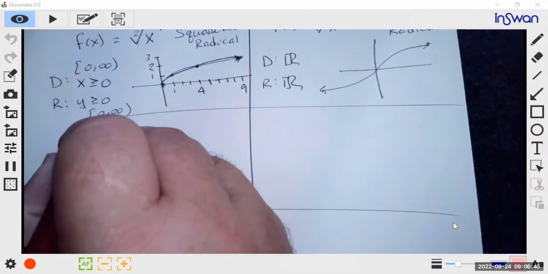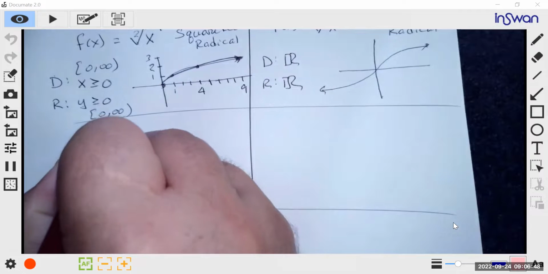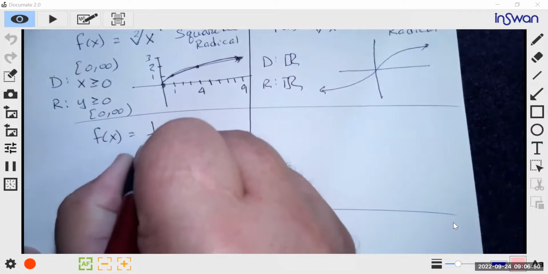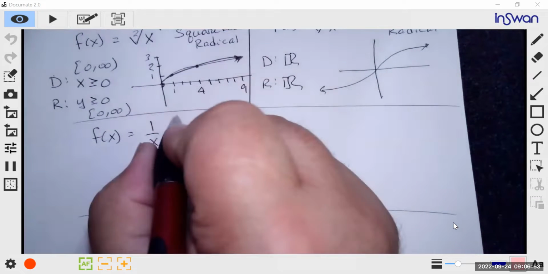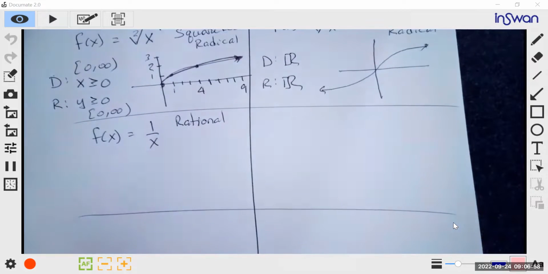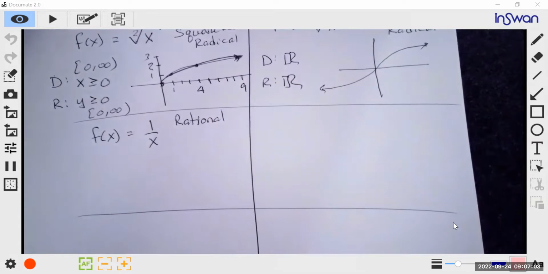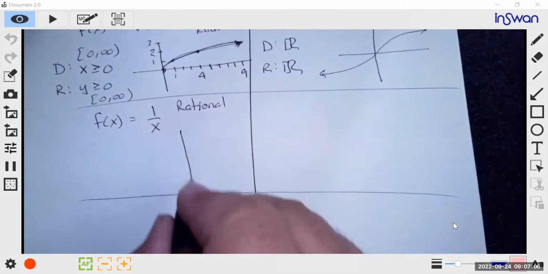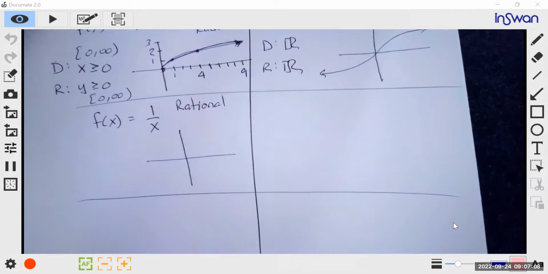All right. Now, those are the radicals. Now let's look at the rationals. 1 over x. It's called a rational equation. Now, do we have any restrictions on x here? Can x be negative? One over -1 is -1. So the bottom can be negative.